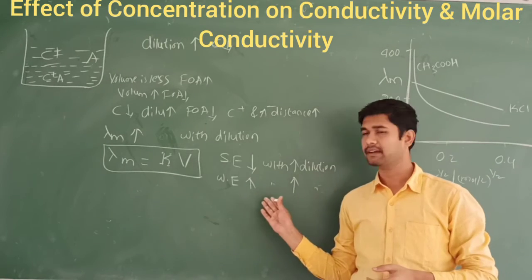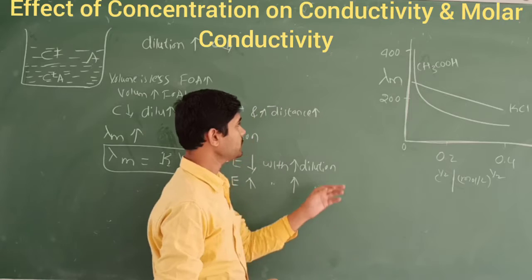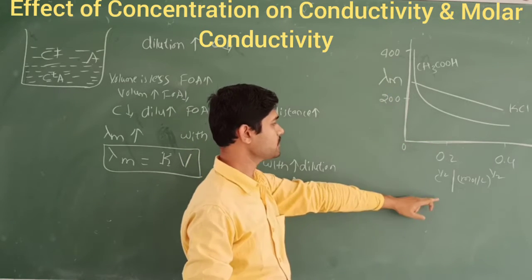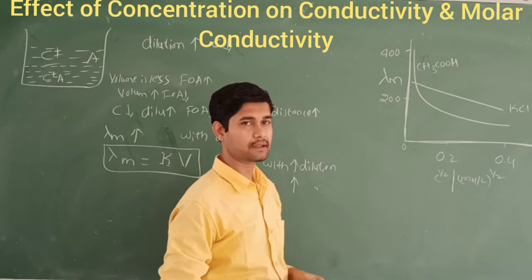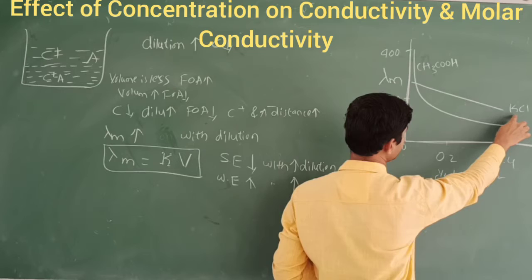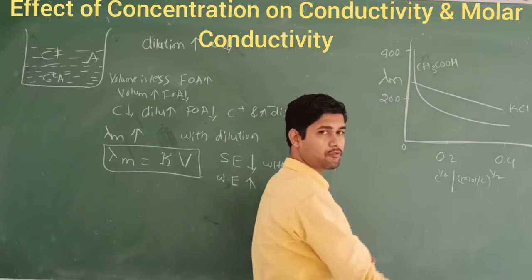Now we have seen the conductivity, right? What about the molar conductivity? Yes, we are going to see it here. This is a plot of molar conductivity versus concentration, in mole per liter. So what happens when you take a strong electrolyte? KCl is a strong electrolyte, and acetic acid is a weak electrolyte.